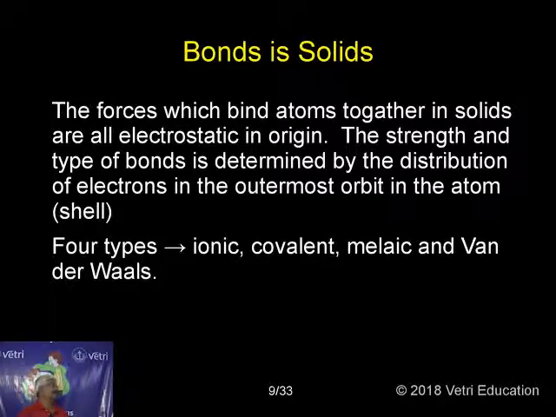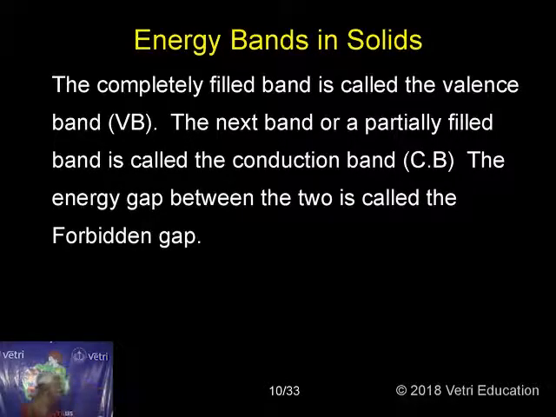What are bonds in solids? The forces which bind the atoms together in solids are all electrostatic in origin. The strength and the type of bond are determined by the distribution of electrons in the outermost orbit of the atom, that is, the outermost shell. There are four types of bonding: ionic bonding, covalent bonding, metallic bonding and van der Waals bonding, among which, as we know from chemistry, van der Waals bonding is the weakest and covalent bonding is very strong.